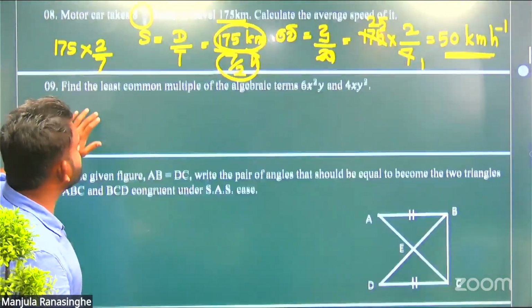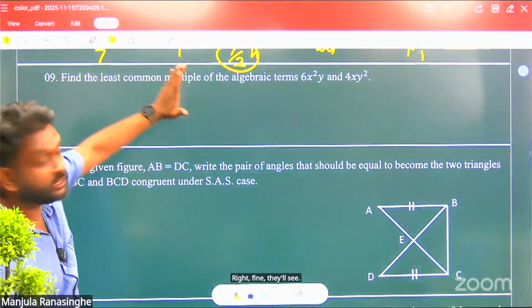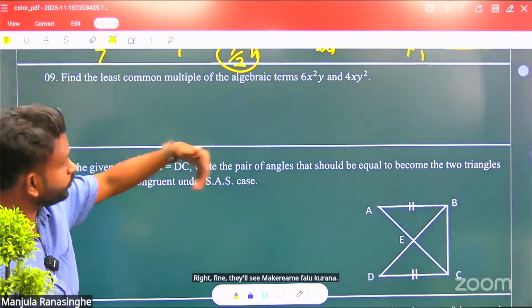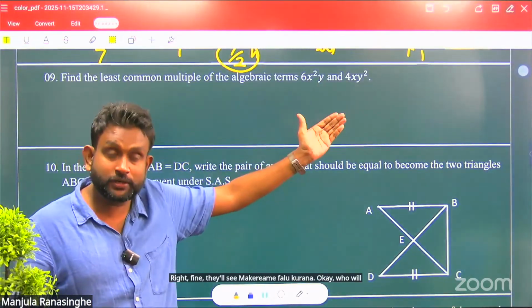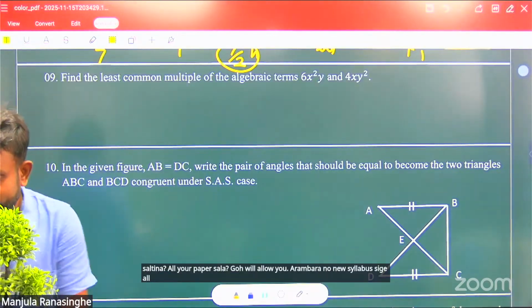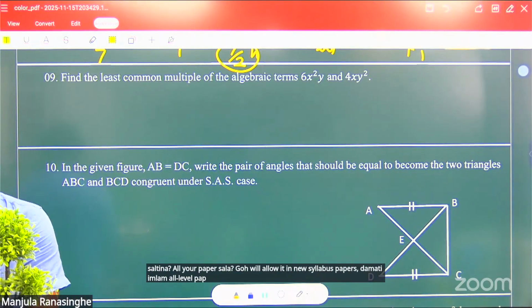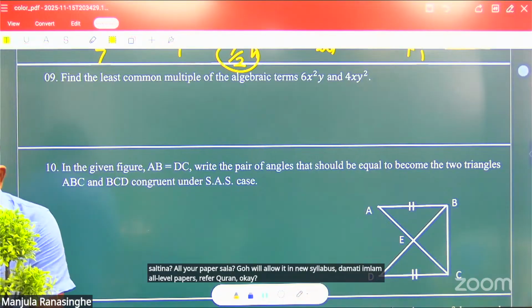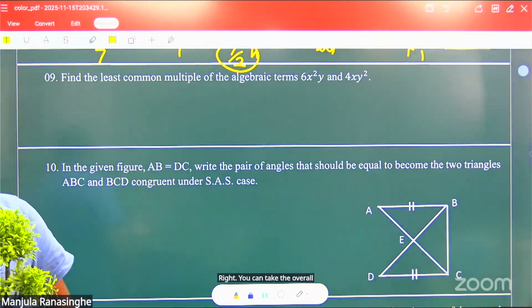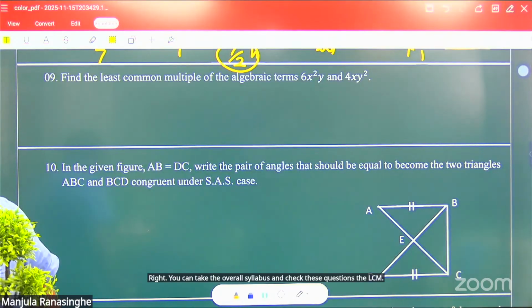Right. Find the LCM. I have told you the shortest method for this, so follow that. This often comes in papers, in all level papers. Take the new syllabus and refer to the all level papers and check these LCM questions.